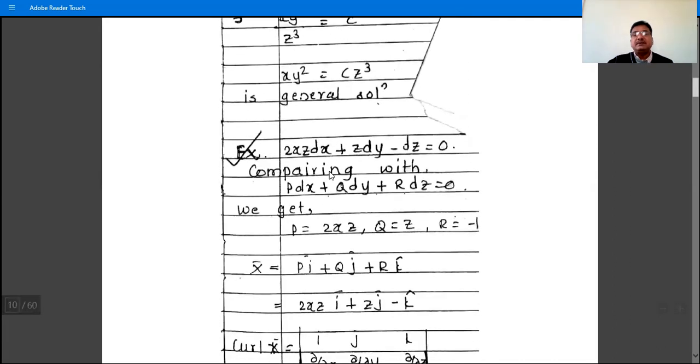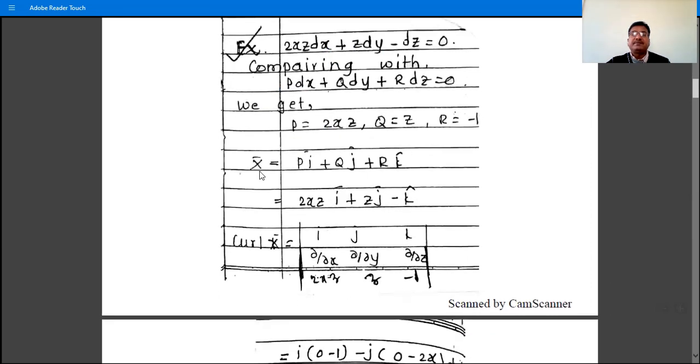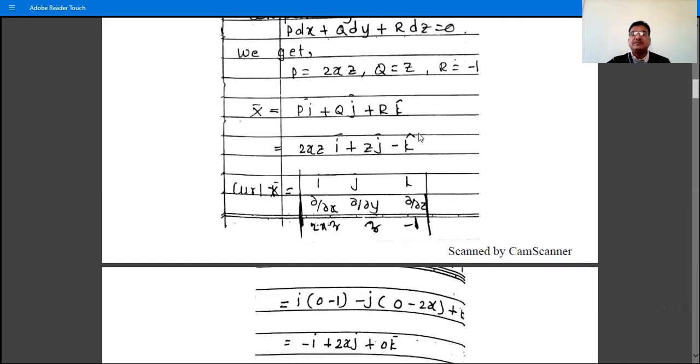So next example: 2xz dx plus z dy minus dz is equal to 0. Again, the question is to solve this differential equation. If it is integrable, so first check whether the given differential equation is integrable or not. Compare with P dx plus Q dy plus R dz is equal to 0. We have P is this, Q is this, and R is minus 1. And then x̄ is Pi plus Qj plus Rk.